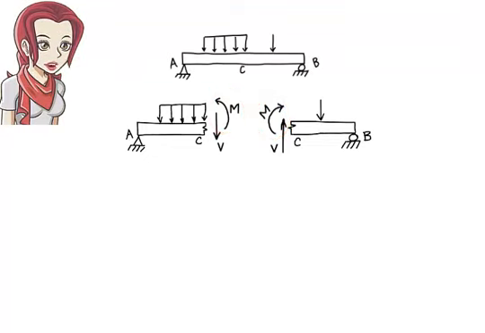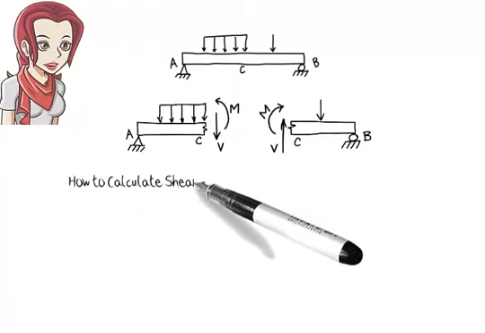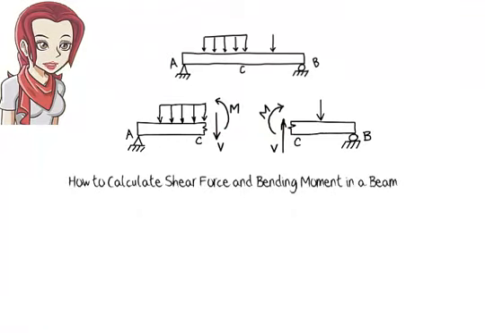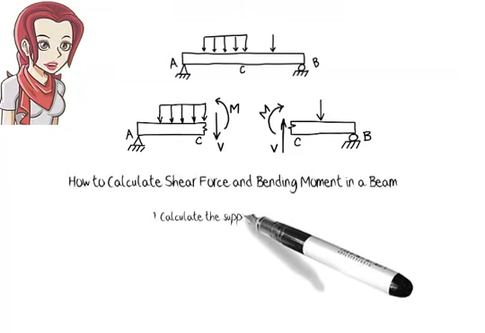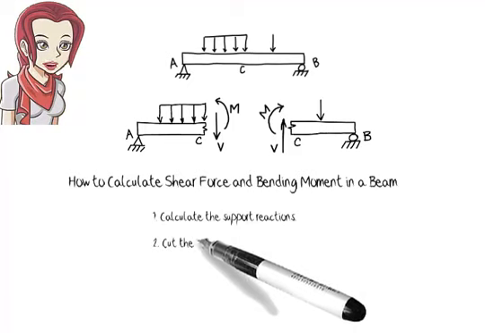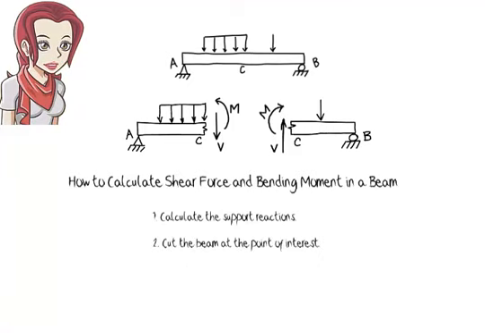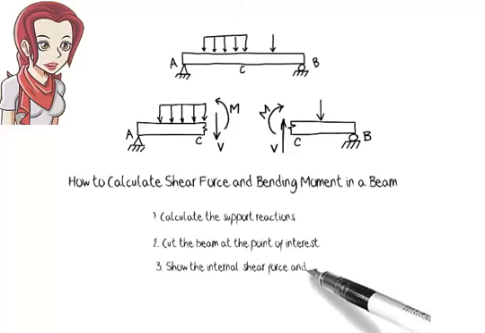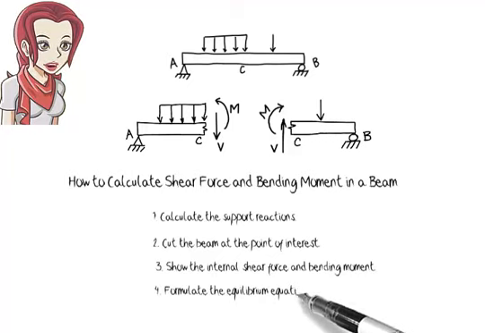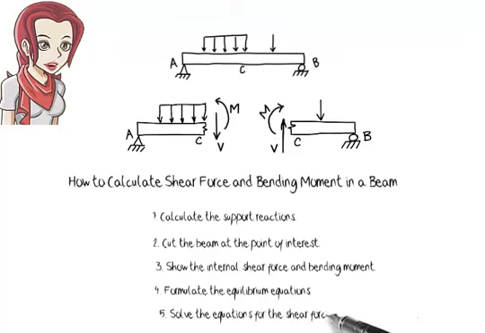Now let's see how we can actually calculate shear and moment at a point in a beam. The procedure is rather straightforward. 1. Calculate the beam's support reactions. 2. Conceptually cut the beam at the point of interest. 3. Show the internal forces at the cut point and draw each segment's free body diagram. 4. Formulate the equilibrium equations for either the left or the right segment of the beam. 5. Solve the equations for the unknown shear force and bending moment. Let's illustrate this process using an example.